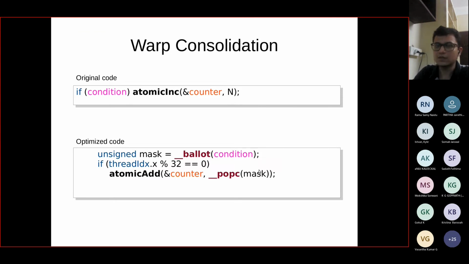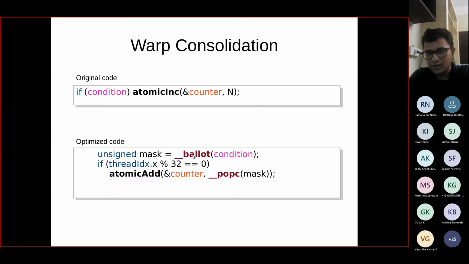By using this popc function, it will come to know that 20 threads were the ones satisfying this condition. Since only 20 threads are satisfying the condition, I only need to do this add 20 times. I only need to add the number 20 to this counter, and I can do that just by doing one atomic add. So I hope you are getting this. Initially, the 20 threads were satisfying this condition, and this atomic increment was being called 20 times. But now, just one atomic call is being made, and that is using this. And how are we counting this?